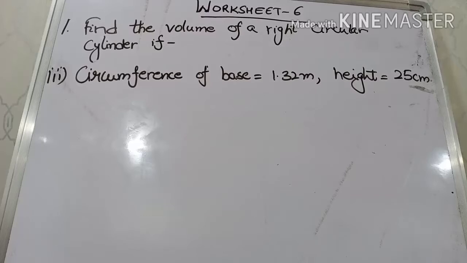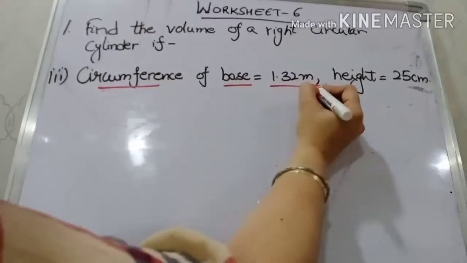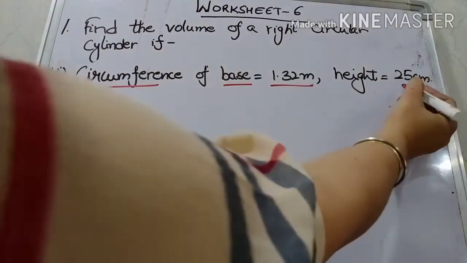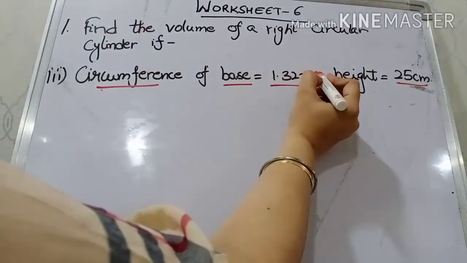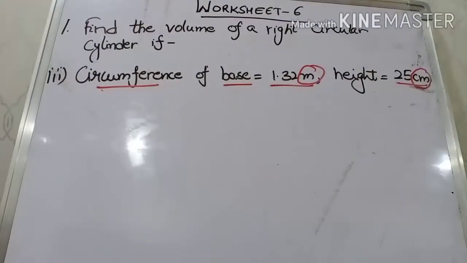Let us solve the third part. In the third part, they have given you the circumference of base, 1.32 meter, and the height is 25 centimeter. Both units are different. One is meter and the other is centimeter. So what you have to do? Convert the units.